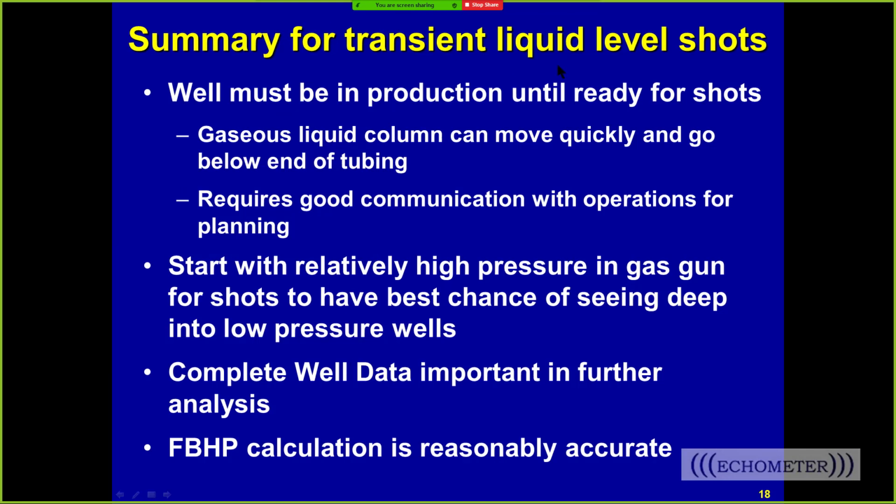So the idea of transient means that you're going to increase the pressure, and the pressure is going to move the liquid level. As long as it's stabilized and the gradient doesn't increase, the liquid level moves based on the gradient of the fluid. And in a gassy column that's really light, it can go below the end of the tubing, and this is important. It says requires good communication with operations for planning.